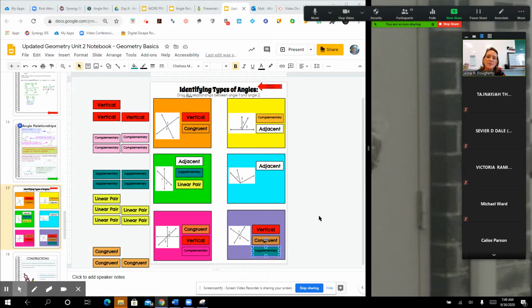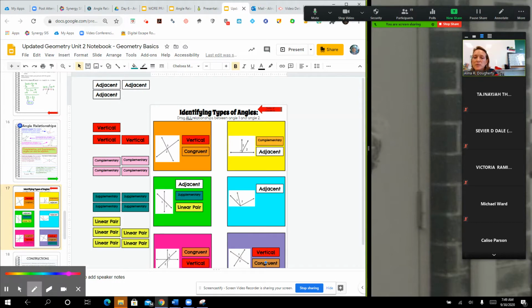Did we make any mistakes? All right. So vertical means they're congruent, or vertical means they're opposite each other. Right? Vertical means they're opposite each other. Linear pair means they make a straight line together. Adjacent means they're next door neighbors. Complementary means they make a right angle.